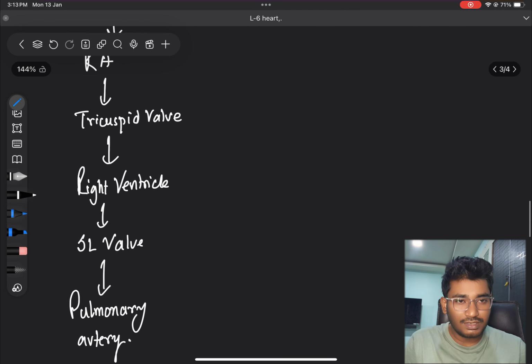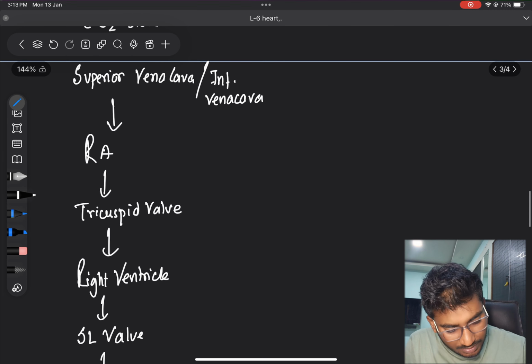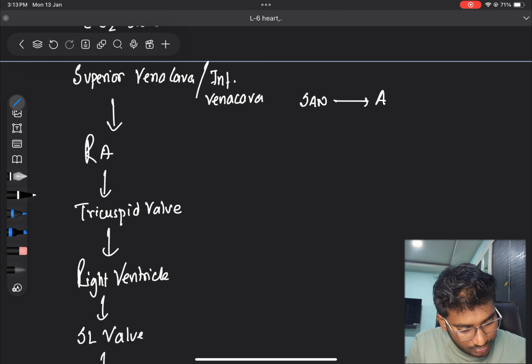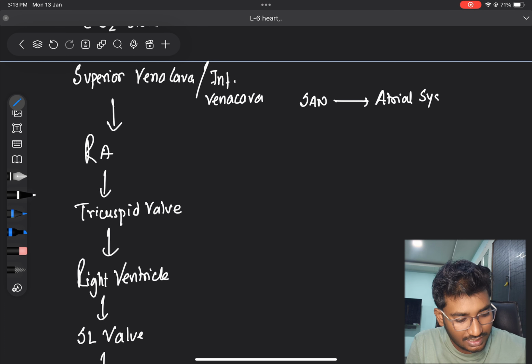Okay, this is simple. So what happens here? The sinoatrial node. What does the sinoatrial node do? The sinoatrial node generates the atrial systole. It generates the atrial systole.